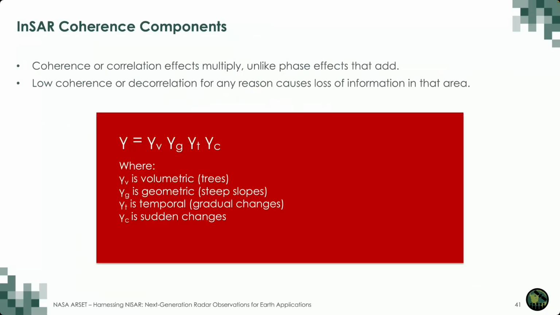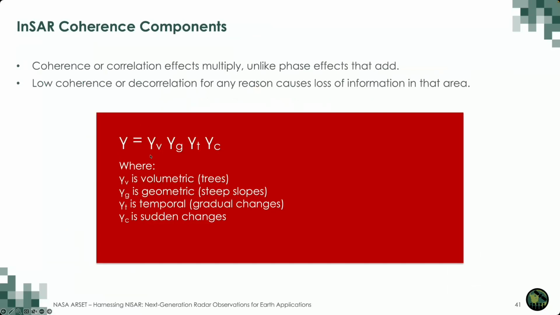The coherence effects are multiplicative. They're not like the phase effects that are additive. And that means that if any one of these different effects is low, then the resulting multiplied coherence is also low. It also means that we can't just subtract out one effect because they're multiplied together and not added.